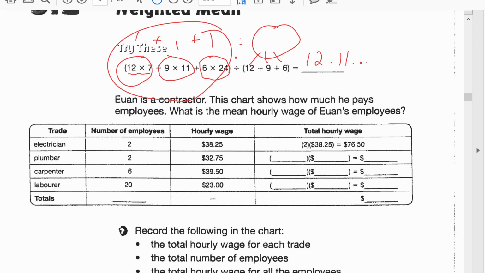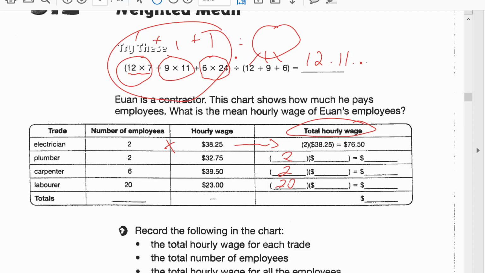Okay. Ewan is a contractor. This chart shows how much he pays employees. What is the mean hourly wage of Ewan's employees? So he has some electricians, plumbers, all that. So all we have to do is total hourly wages over here. We multiply these to get the answer. So this is 2, this is 2, this is 20.